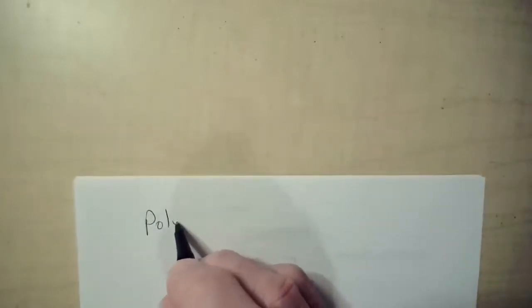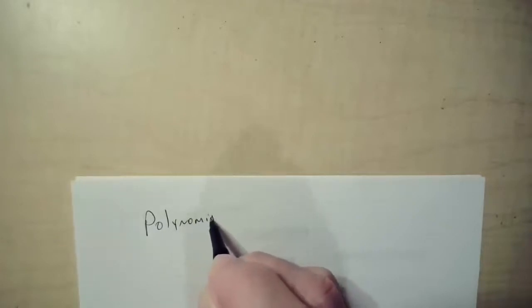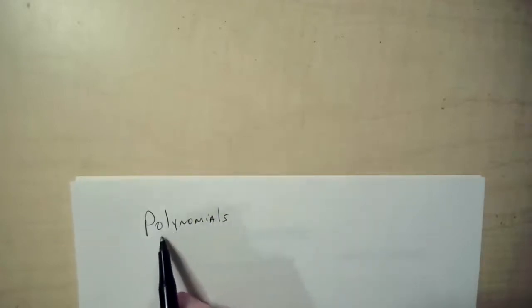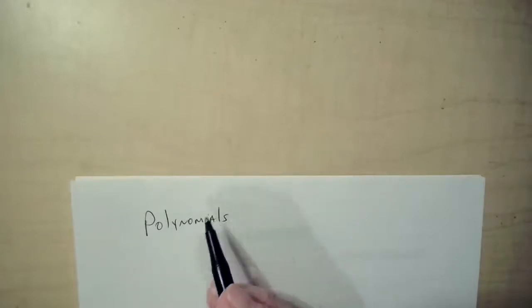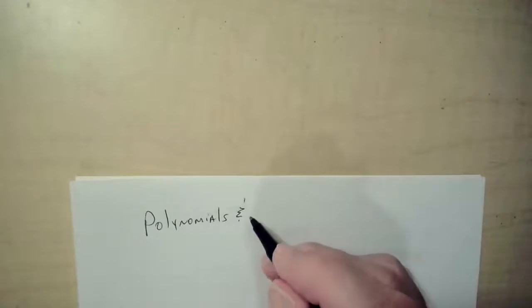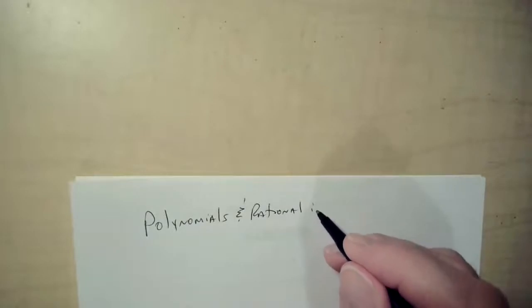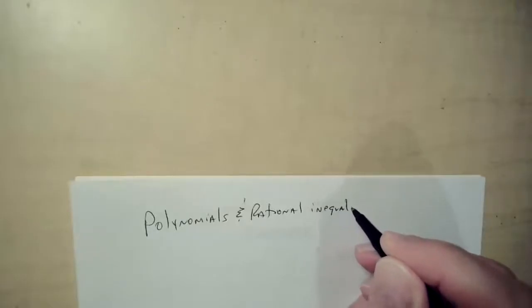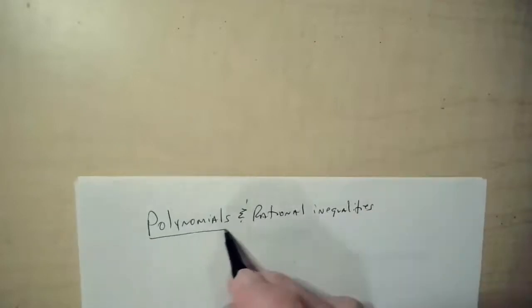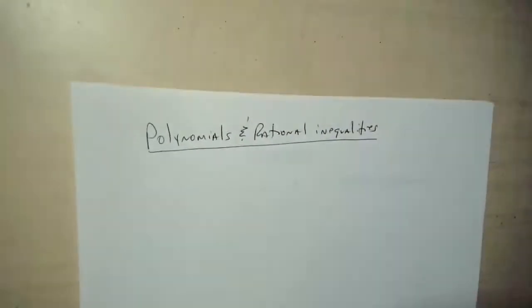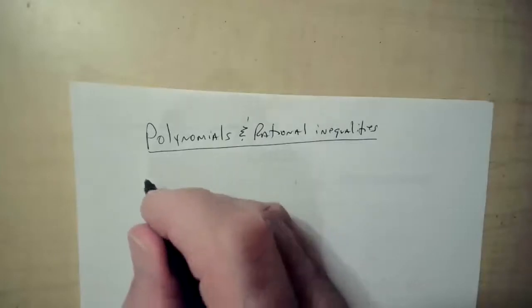Now, polynomials and rational inequalities. What fresh hell is this? Good Lord. Who comes up with all this? Polynomials. Poly just means many. Nomials just means numbers, many numbers. And rational, R-A-T-I-O-N-A-L, rational inequalities.